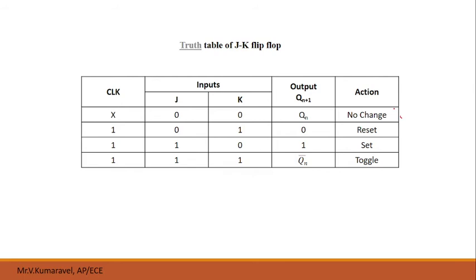These four states. When JK equal to 0 0, irrespective of your clock pulse, your output will be no change of state. When JK equal to 0 1, when clock pulse equal to 1, then it will be reset. When JK equal to 1 0, clock pulse equal to 1, it will be set. When JK equal to 1 1, clock pulse equal to 1, it will toggle.